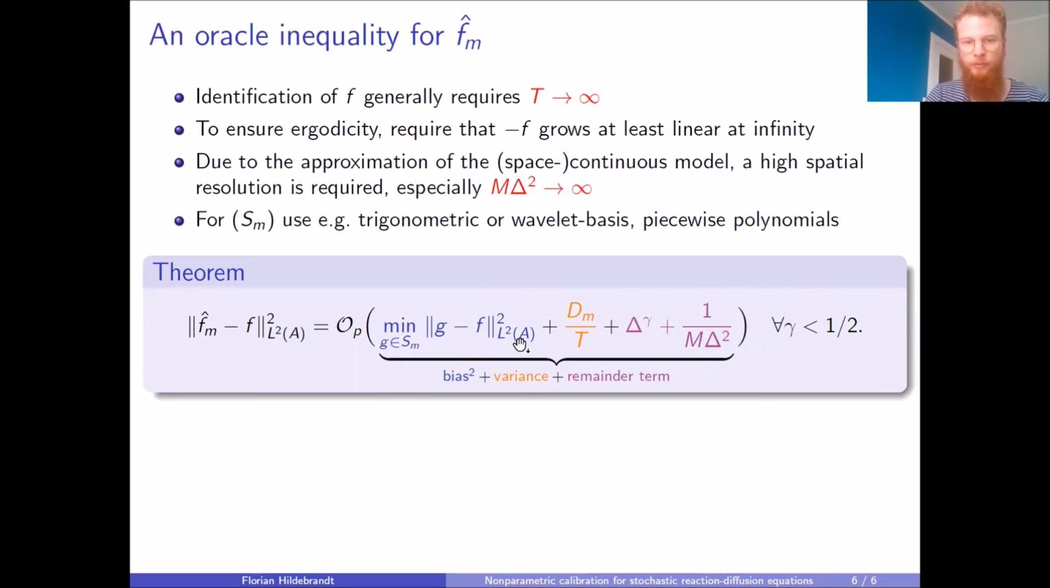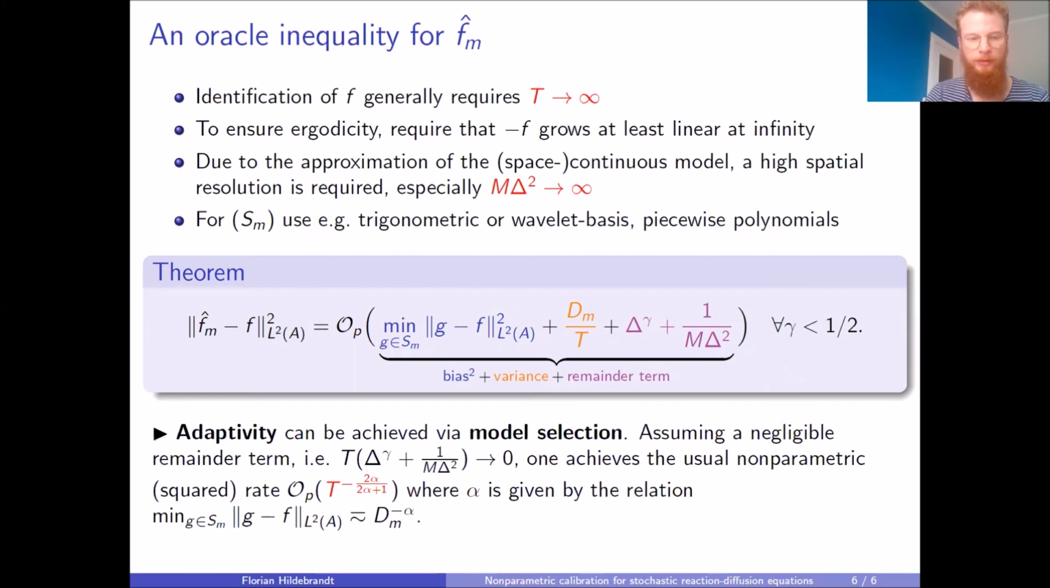And these first two terms, so the bias and the variance terms, are exactly the ones that you would also see in the finite dimensional case of drift estimation in stochastic differential equations. The remainder terms are larger than what you would get in the other case. Okay, so in order to be able to compute the estimator, you need to be able to choose an appropriate value for m, that is for the dimension of the approximation space. And that can also be done here in an adaptive way via a model selection approach.